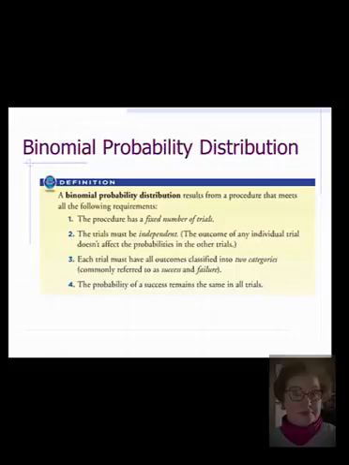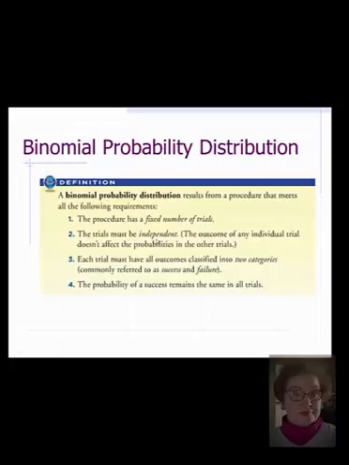So let's go ahead and look at the definition of a binomial probability distribution. When something is binomial, it means that there are only two categories. So it's yes or no, men or women, black or white. If you've got more than two categories, it is not a binomial probability distribution. And there has to be a fixed number of trials. In other words, you have a sample of a certain size. Those trials must be independent.